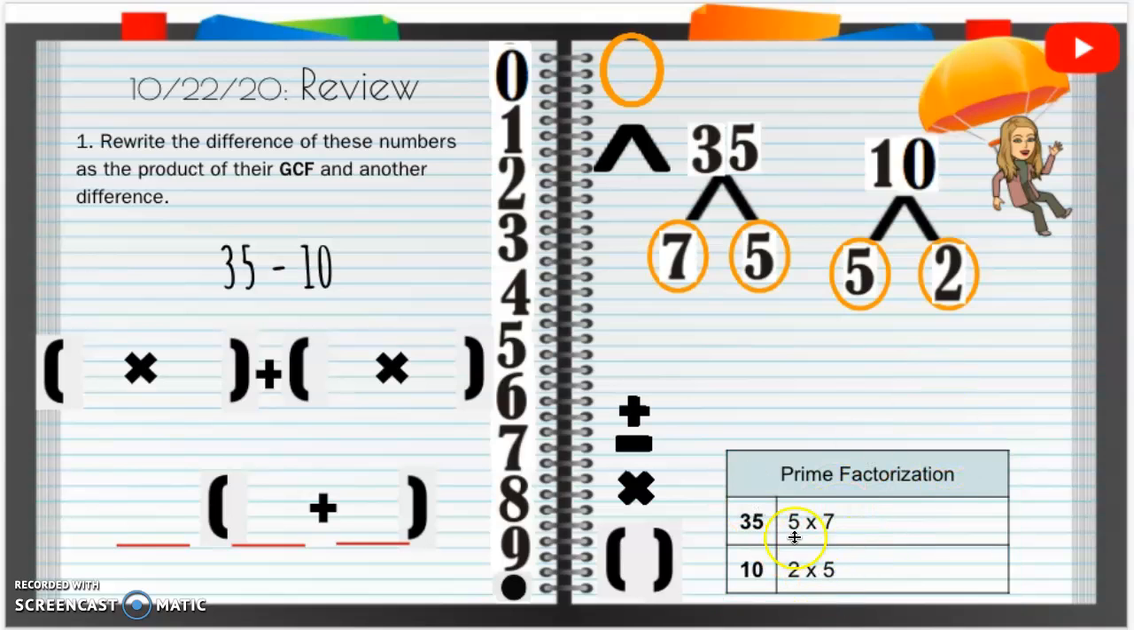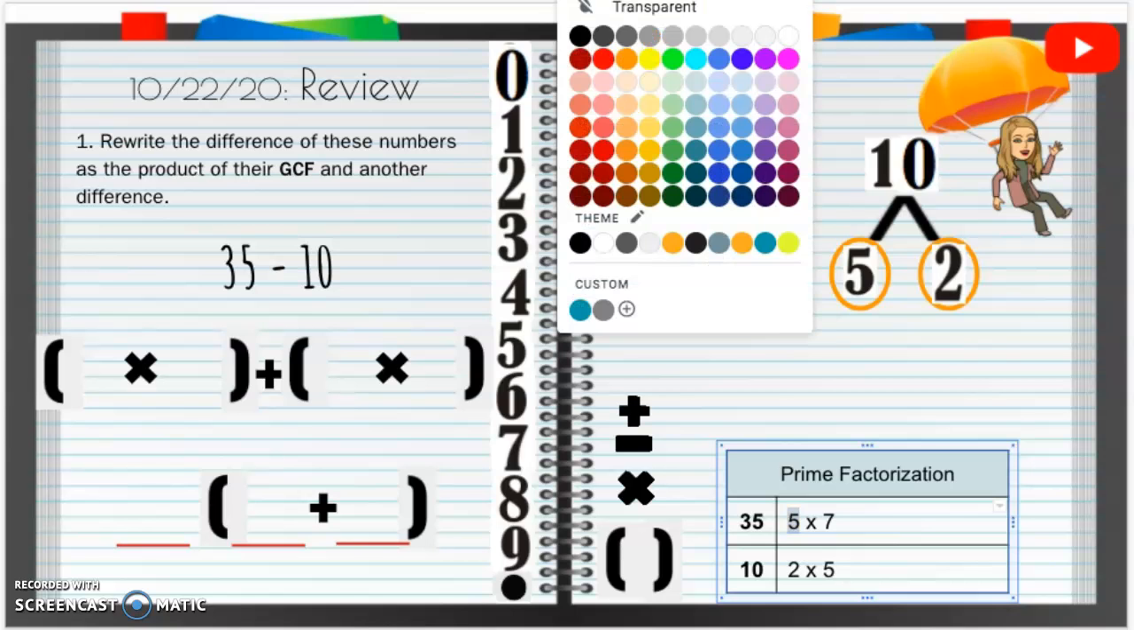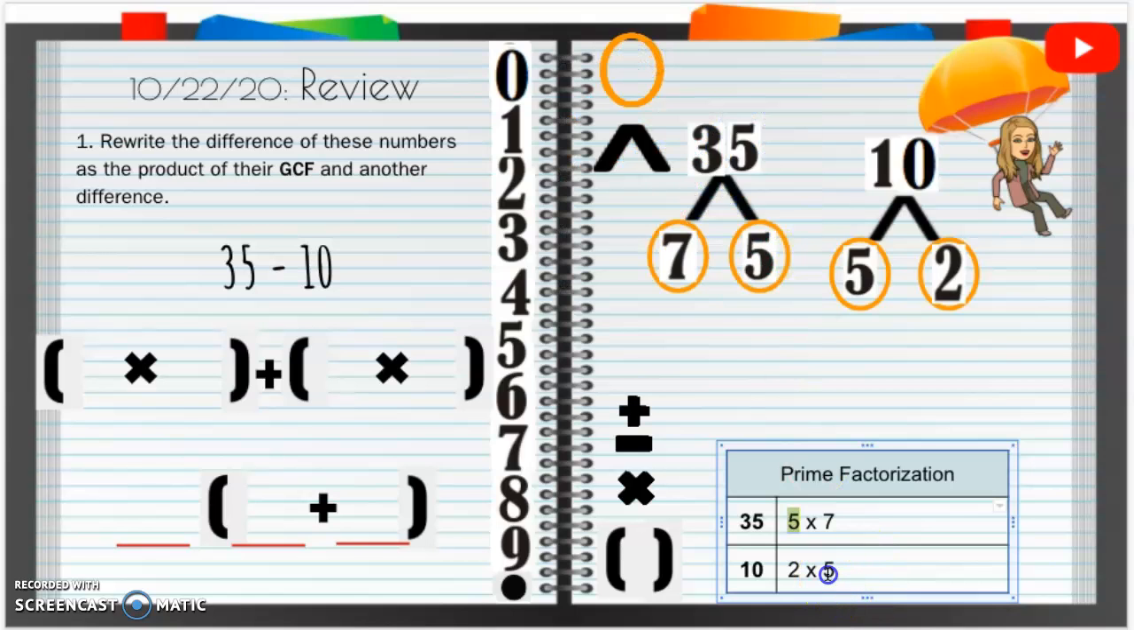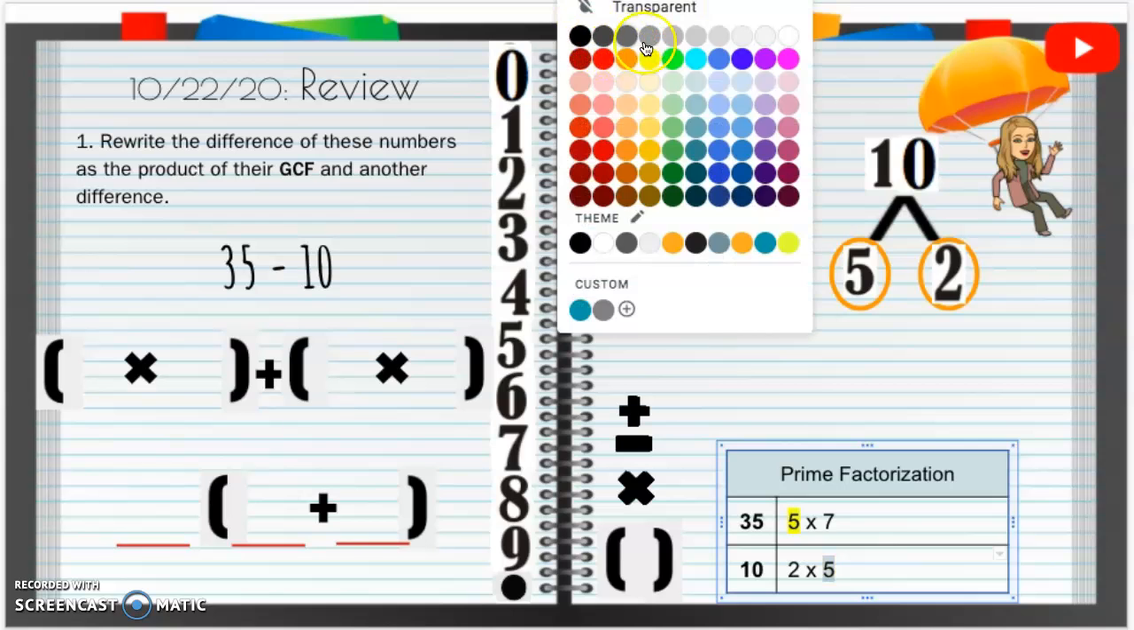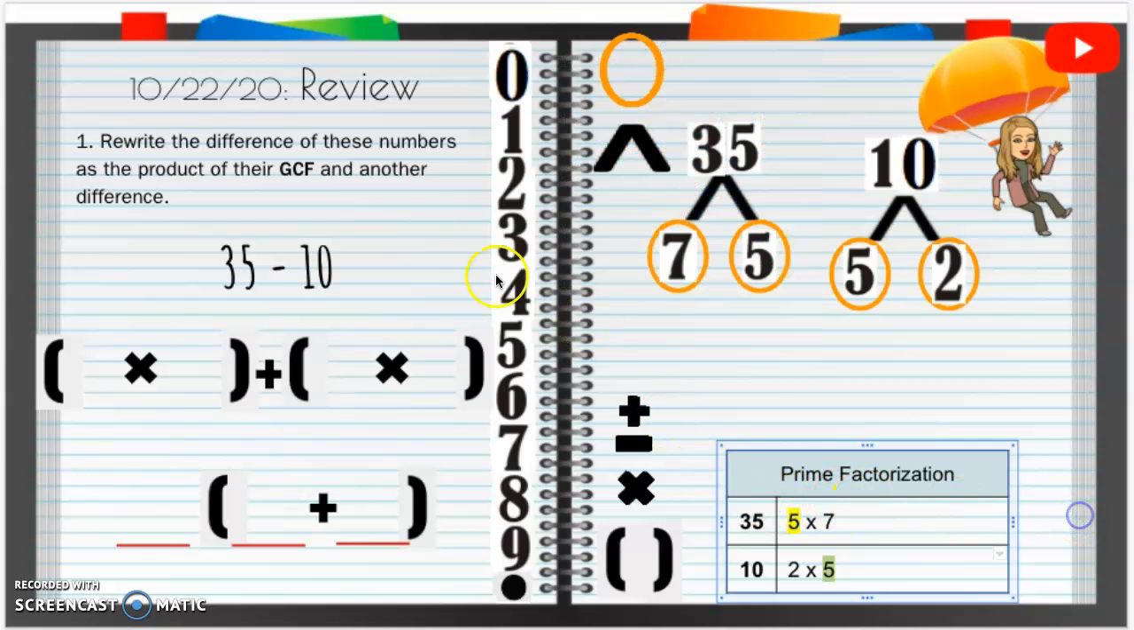Now, what do they share? So let's match our socks here. What do they share? Do they share a 2? No. Do they share a 5? Yeah, they share a 5. So I'm going to highlight that. Do they share anything else? Do they share a 7? No. So the only number they share is a 5. So we don't need to multiply by anything. Our greatest common factor is just going to be 5.